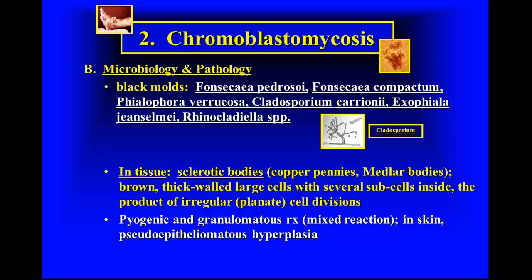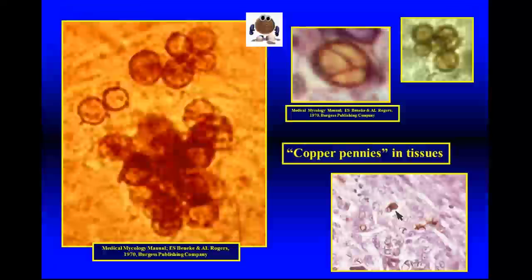It switches at 37 from the fruiting body on our plates to what we see in tissue, and that is sclerotic bodies, copper pennies, or medlar bodies. And I'll show you now, these are very large cells that are brown, because these are black molds, and they divide very irregularly and produce different subcells.